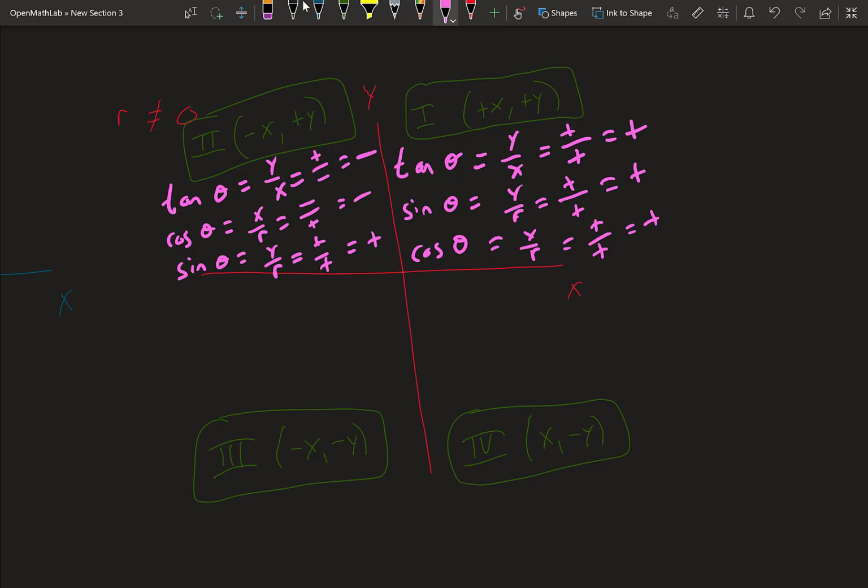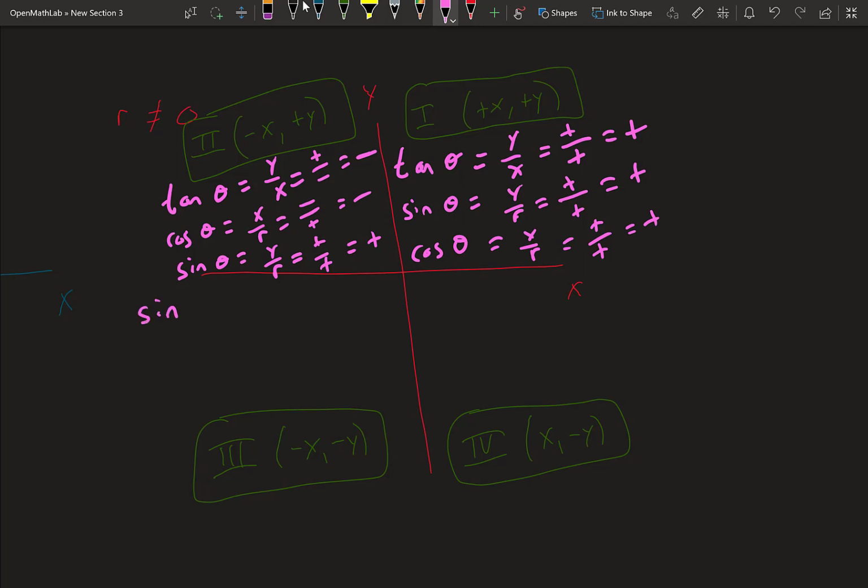And the reason I'm not worried about cotangent, cosecant, and secant right now is because cotangent is just going to mimic the same sign as tangent, right? Because if I flip the numerator and denominator, the positive or negative sign is going to be the same, right? So that's why I'm not concerned about the other three. They will follow.